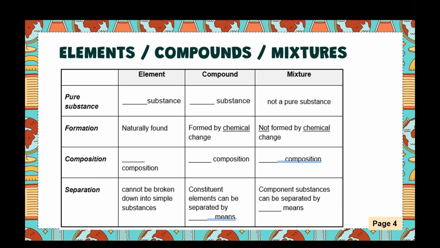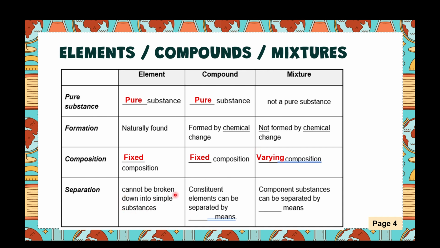Okay, finally, let's do a summary in page 4 of your notes. Elements are pure substances. Compounds are also pure substances, whereas a mixture is not a pure substance. Okay, elements are found naturally, and they can be found directly from your periodic table on their own. Compounds, on the other hand, are formed by chemical changes, while mixtures are not formed by chemical changes. Composition-wise, elements exist in fixed compositions, so do compounds. Mixtures, on the other hand, exist in varying compositions.